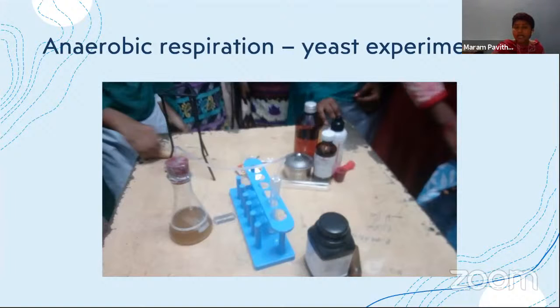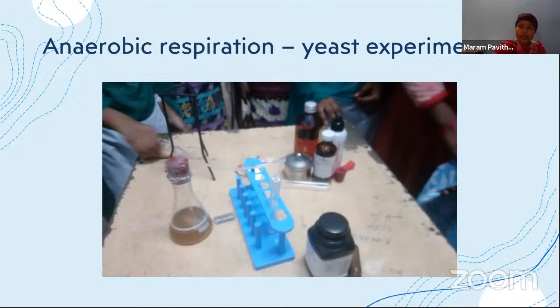Later, we added some diazine green solution to make sure that oxygen is not present in the solution. If we add the diazine green solution and oxygen is present, the solution changes to a bluish color. If oxygen is absent in that solution, it immediately changes to pink color. If the solution changes to pink color, we conclude that it does not contain oxygen, so that glucose solution is ready to use for anaerobic respiration.